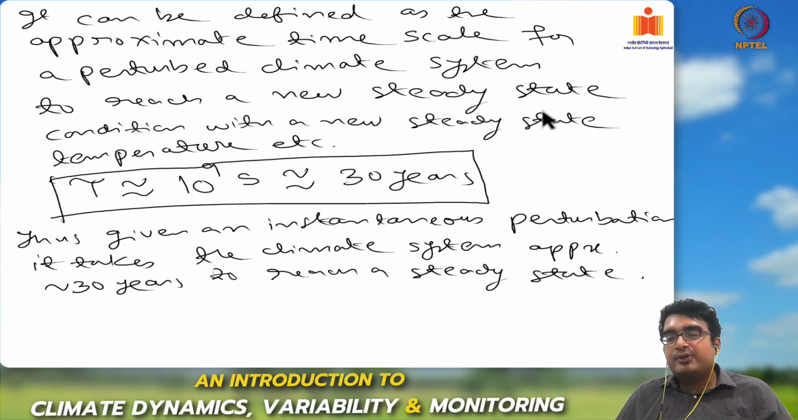So if you perturb a greenhouse gas concentration, for example, and as a result the temperature is changing over time, how long does it require for the temperature to reach a new equilibrium where it is no longer changing with time? So that is given by this feedback response time, which is of the order of 10 to the power 9 seconds or 30 years. Thus, given an instantaneous perturbation, it takes the climate system approximately 30 years to reach a steady state. So these are all approximate estimates. We will actually look at some of the models and see what the feedback response times actually are and how tau plays a role in finding out this feedback response.